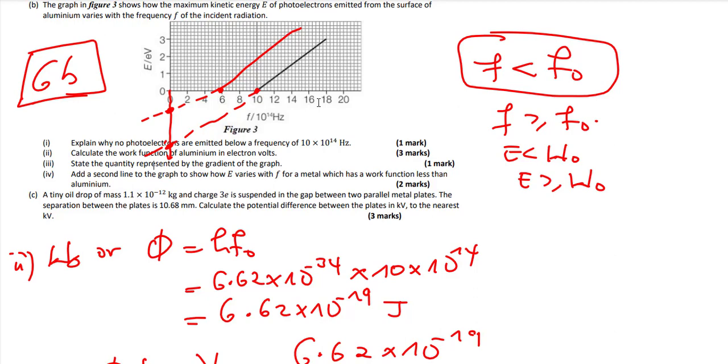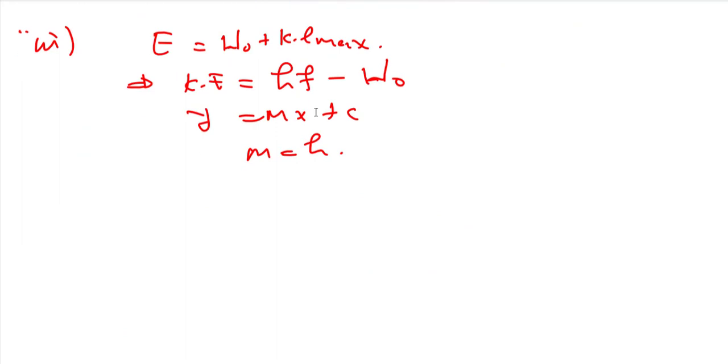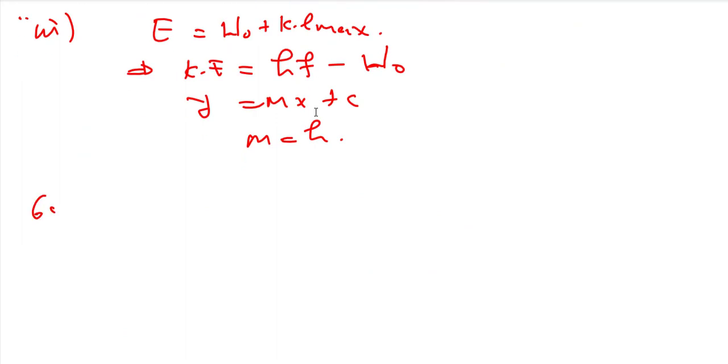Now C says a tiny drop of mass 1.1 times 10 to the negative 12 kilogram and charge 3e is suspended in a gap between two parallel metal plates. The separation between the plates is 10.68 millimeters. Calculate the potential difference between the plates in kilovolts to the nearest kilovolt. Okay, so that's C. So we're on question 6C.